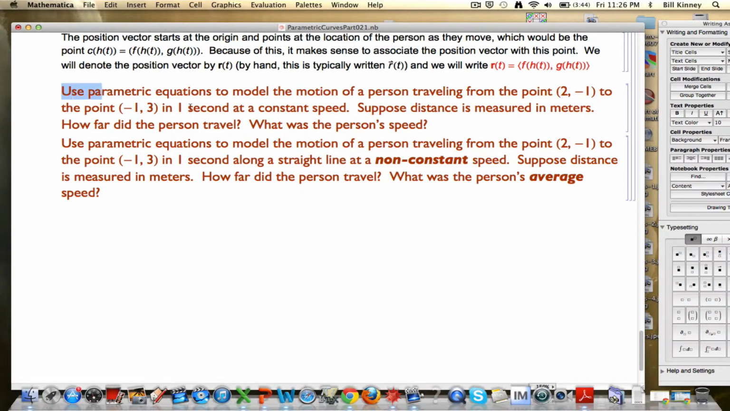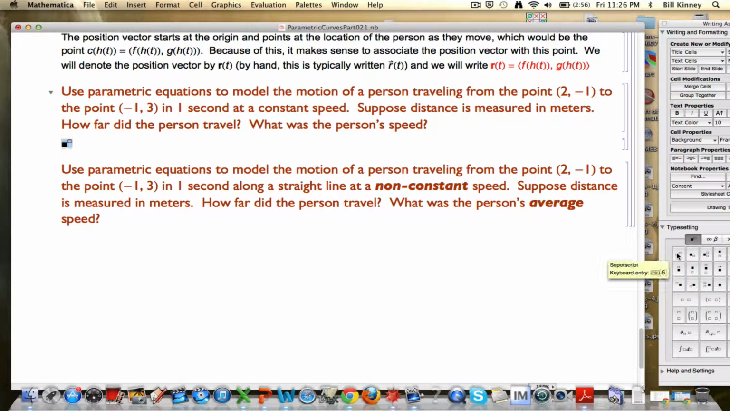So here's our summary. We've got our two main situations. In both cases, we're traveling from the point (2, -1) to the point (-1, 3) in 1 second, first at a constant speed, then at a non-constant speed. We have our basic parametric equations that we use to model this motion. We had two functions: f(t) was -3t + 2, and g(t) was 4t - 1. These two parametric equations, where t is called the parameter, define the motion; they model the motion.